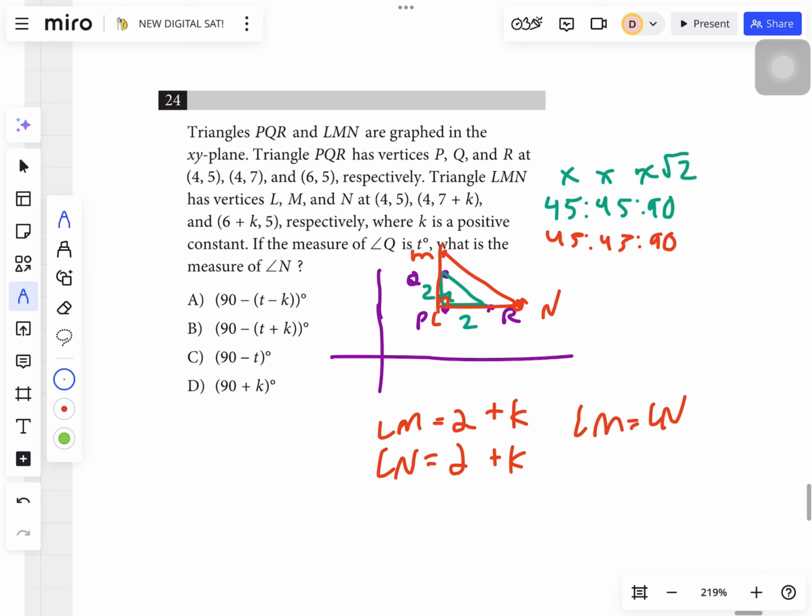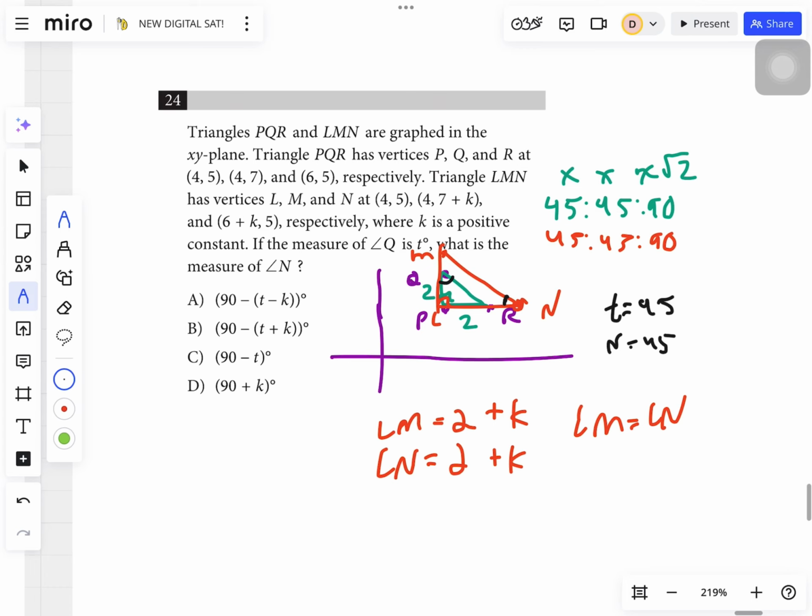The measure of angle Q, which I can draw right here, is T. And I know that T is equal to 45. What's the measure of angle N? The measure of angle N is right here. And I know that that's also going to be 45. And now let's just plug in for T and see where I get 45.